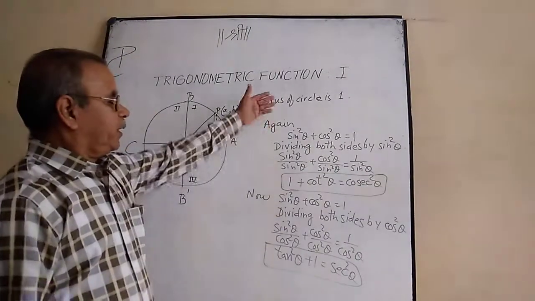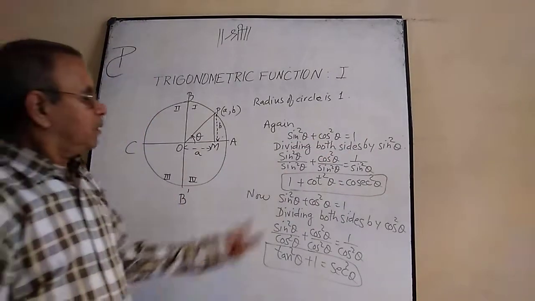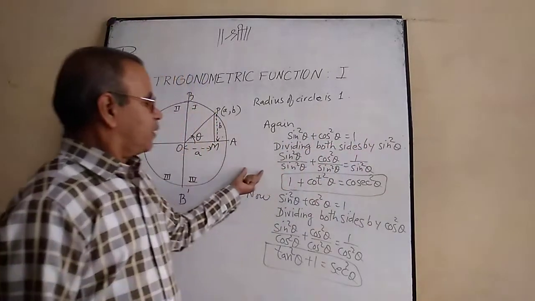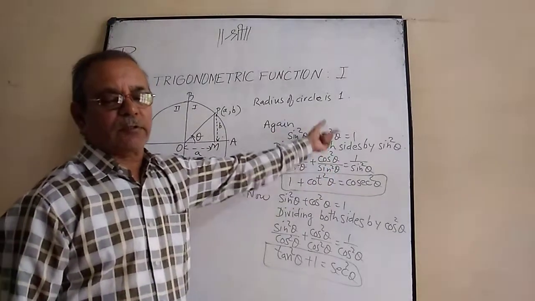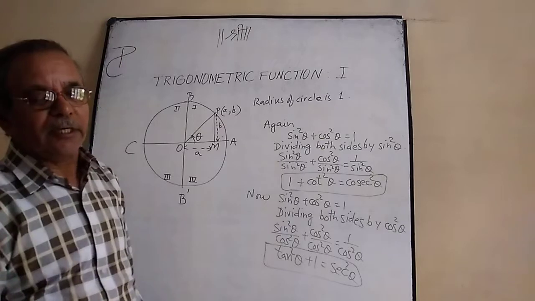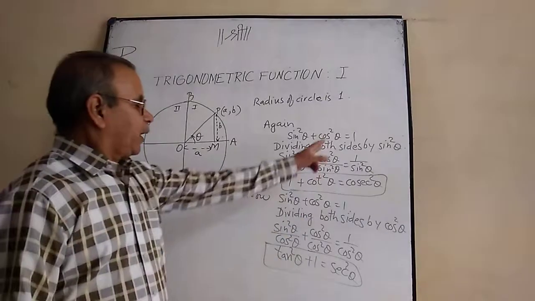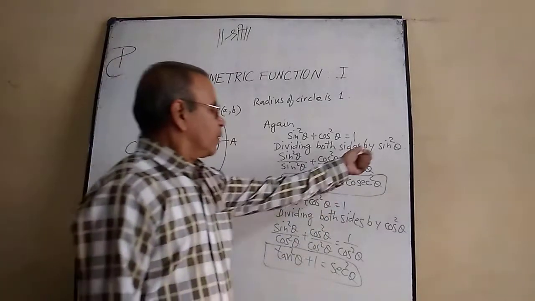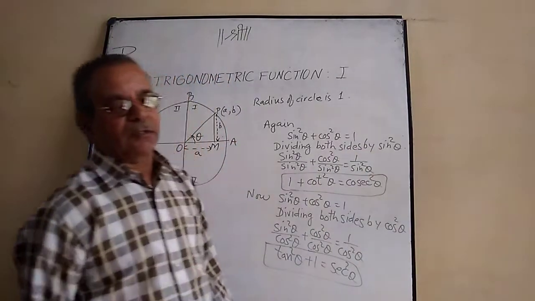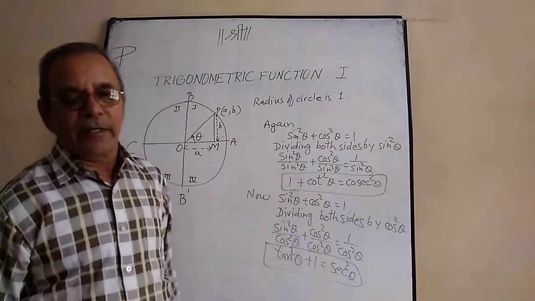Now again, sine square theta plus cos square theta is equal to 1. Dividing both sides by sine square theta, we get sine square theta upon sine square theta, cos square theta upon sine square theta, and 1 upon sine square theta. Sine square theta upon sine square theta is 1, and cos square theta upon sine square theta is equal to cot square theta, and 1 upon sine square theta is equal to cosec square theta. This is one more important identity.